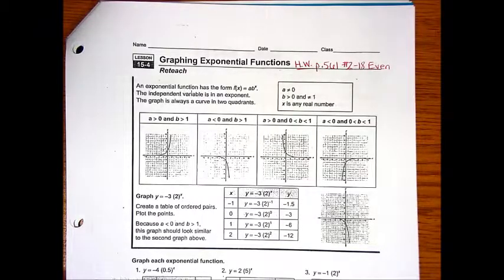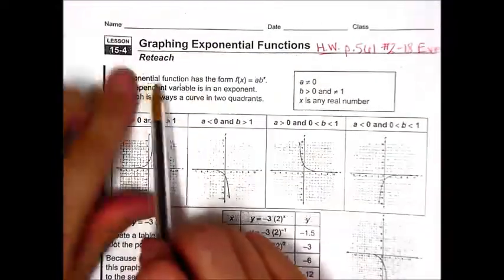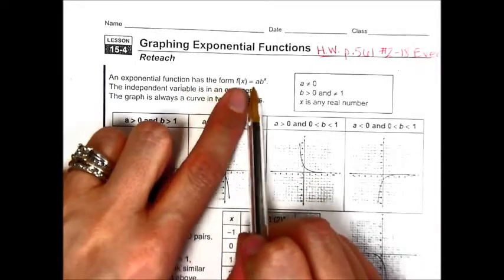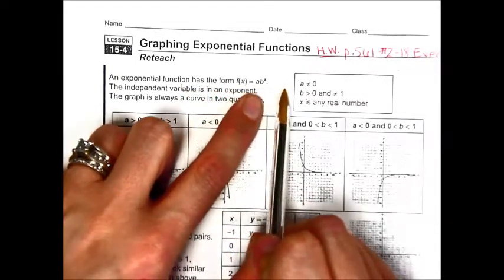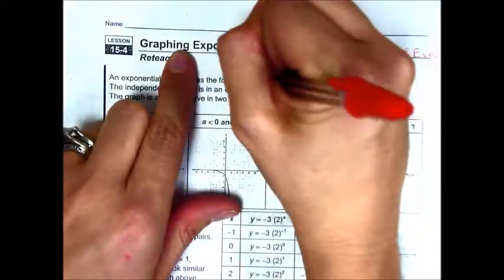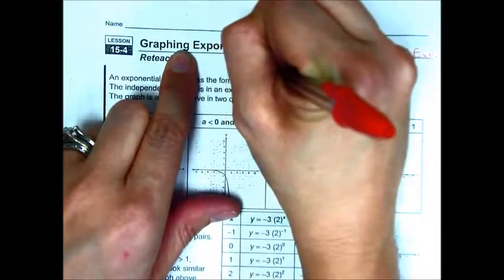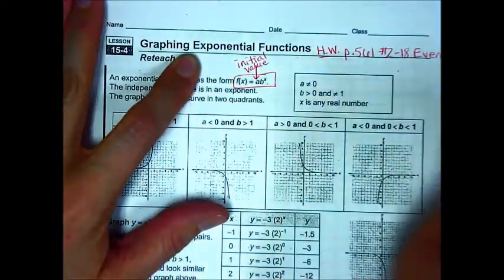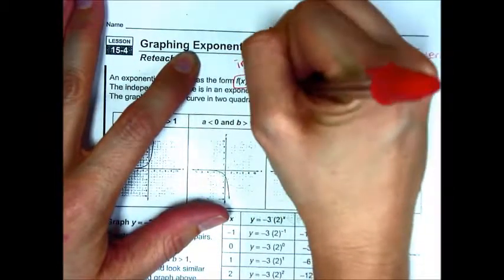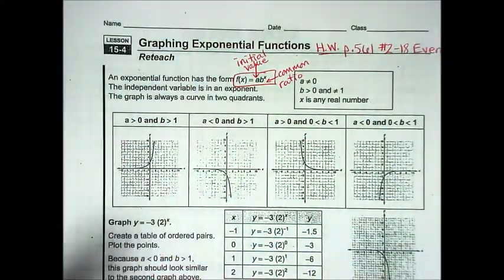But before we get started, quick little review here. We learned in lesson 15.3 that an exponential function is written in the form f of x equals ab to the x power. Quick reminder: in that format, a stands for your initial value, and b is where you find the common ratio in your function. Just reminders from yesterday.